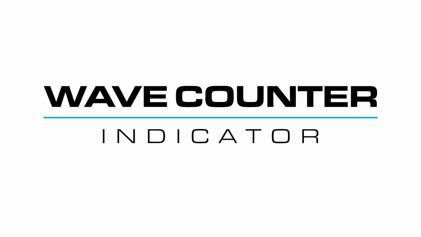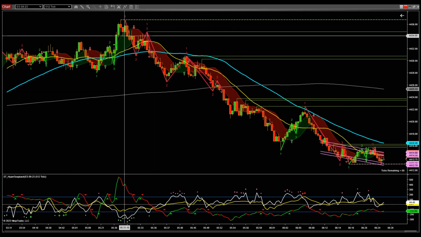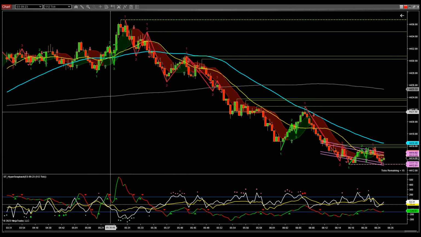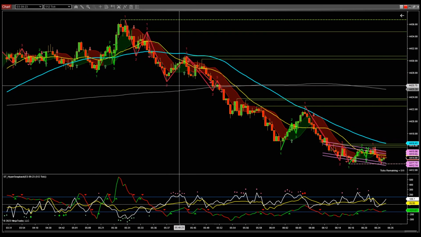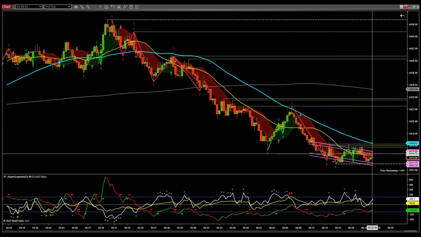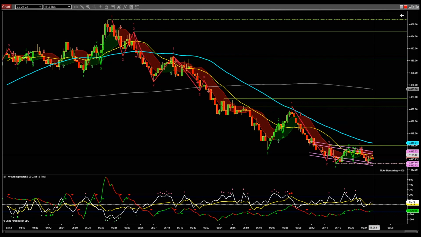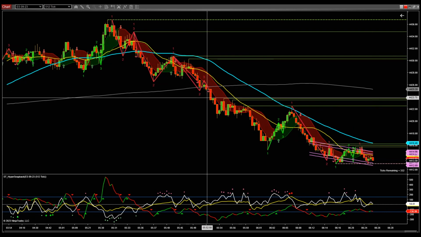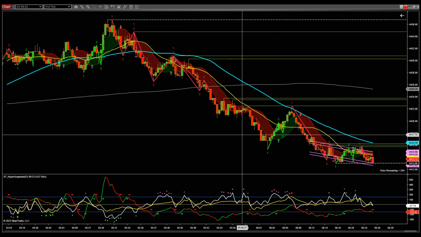Today we're going to look at our new indicator, the wave counter. As you can see here, it counts waves downwards and upwards. Downward waves are red, upward waves are green. This is a live market. It's pre-opening, 6:25. We're on the ES contract, 512 tick. The study is fractal.